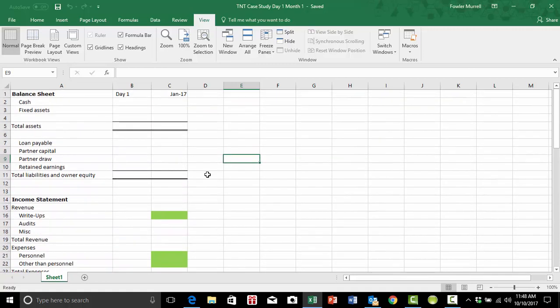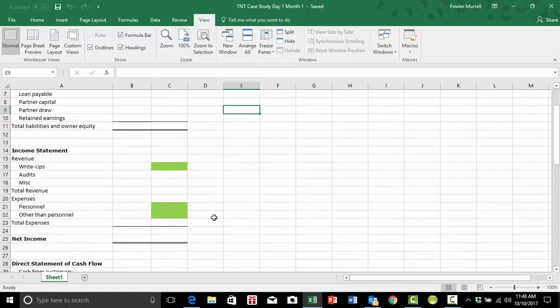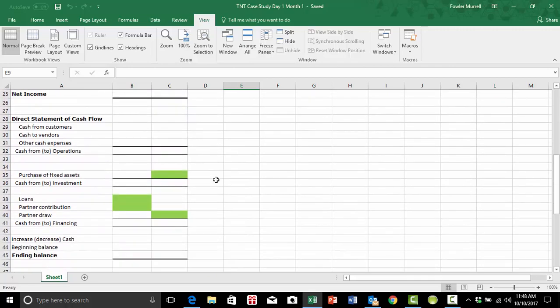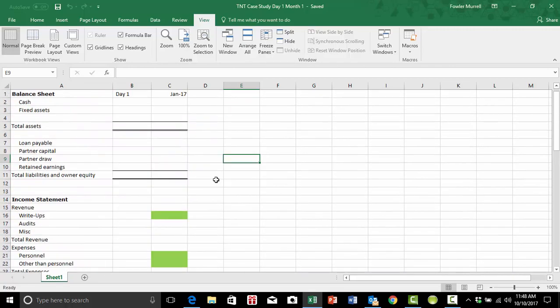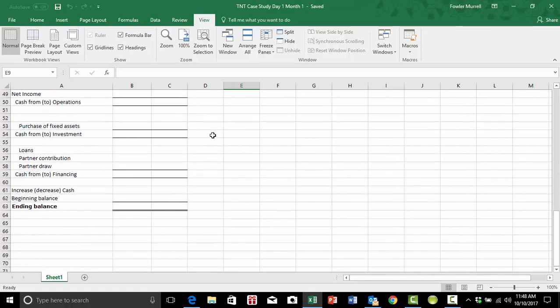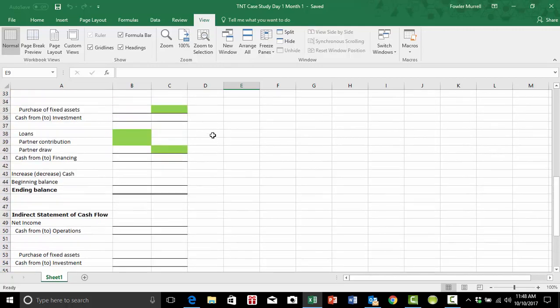When we put these financial statements together, the important thing to remember is the order in which they are done. The income statement goes first. We prepare the income statement first, then the direct statement of cash flow, then the balance sheet, then the indirect statement of cash flow. So that's the order that this should be done in.